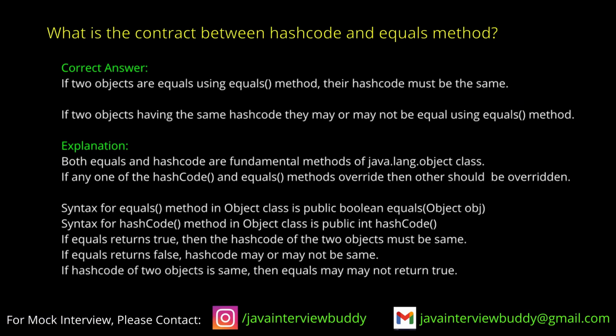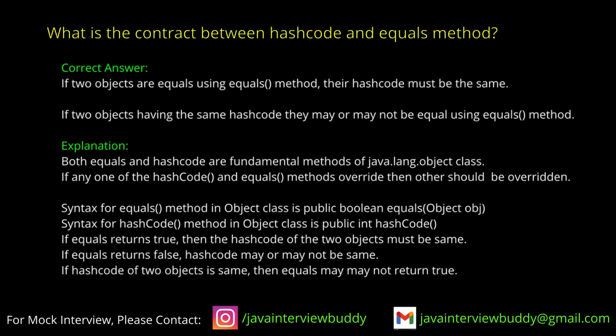You may have heard that we override equals and hashCode methods together. So can you tell me what is the contract between them? Why do we override them together? And what will happen if we override only hashCode and don't override equals, and vice versa? If two objects are equal by the equals method, then the hash code of both objects is always the same. But if the hash code of two objects is equal, we cannot guarantee that both objects are equal.